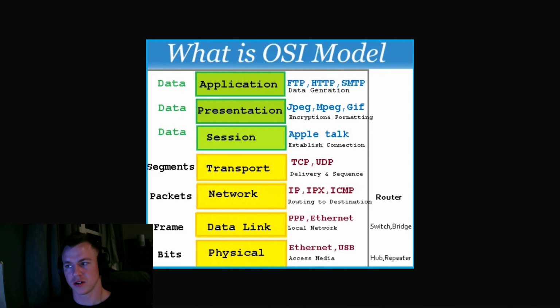Next is presentation. So presentation is the next encapsulation. It translates data between the application and network format. It's responsible for data encryption, compression, and translation. So that's where JPEG, MPEG, and GIF come in: how the pictures, the videos, and the sound are transferred from one device to another. That is the file format in which it is transferred over. So that's presentation. And then application is the actual application that you're using.